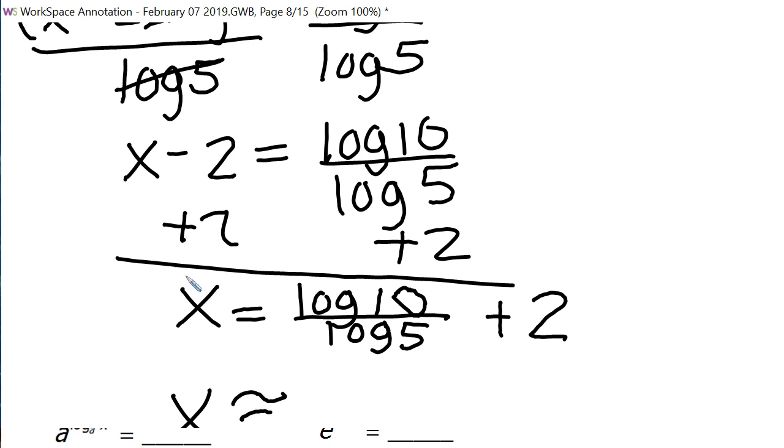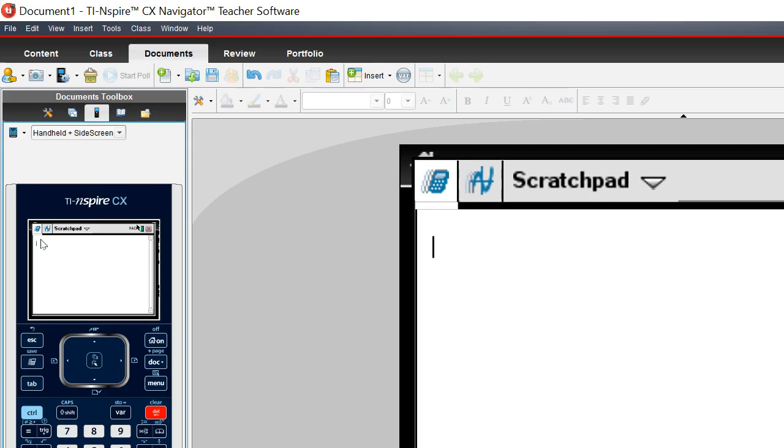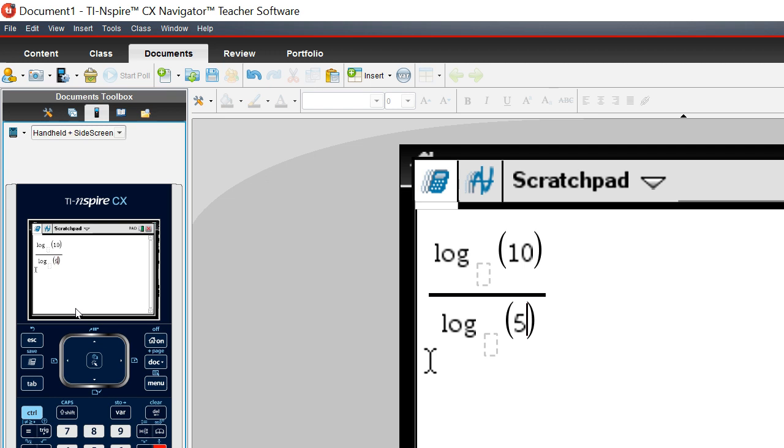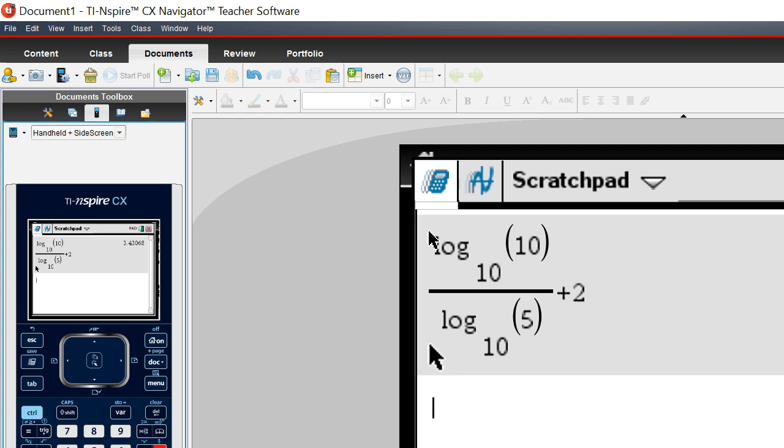But now that we're down to the final step, we will put it in the calculator. And I'm going to use the Inspired. And it was log of 10, so control 10 to the x. If you're on an 83 or 84, you'll have to do second 10 to the x. So it's log of 10 divided by log of 5. Now, if you're dealing with base 10, you don't have to type in the base 10. The calculator will fill it in for you. And then go to the right side of the fraction, and we need to add 2. And we're rounding to 3 decimal places.